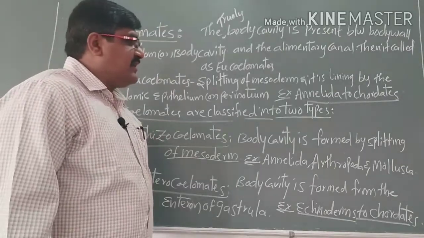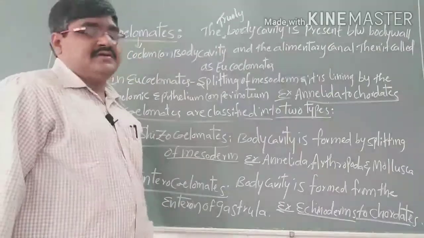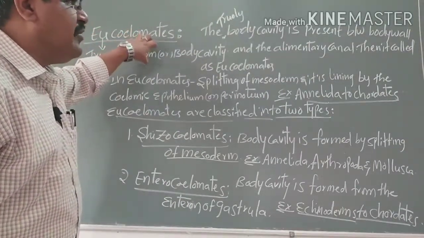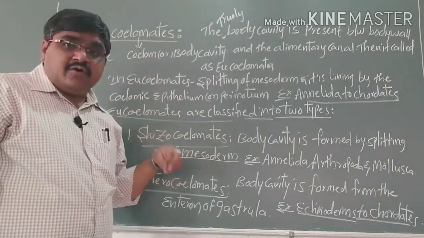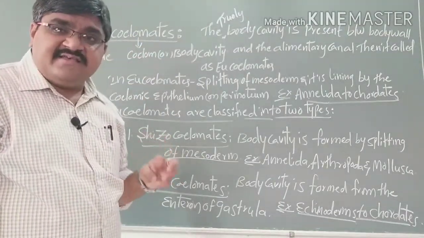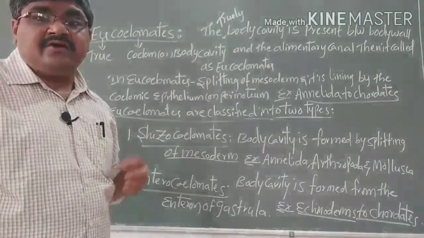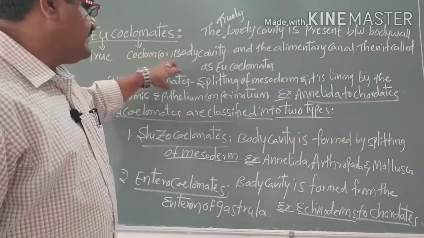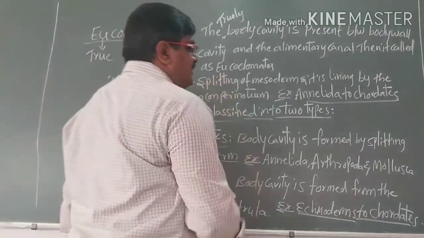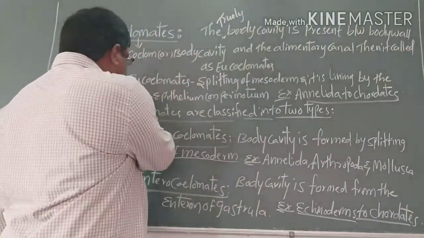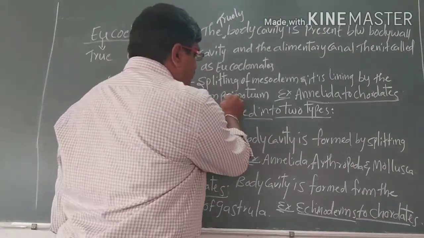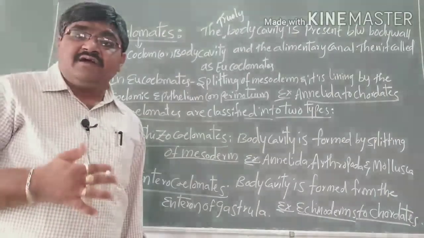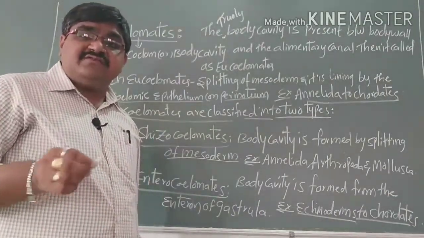Eucoelomates: eu means true, and coelom means a body cavity. A true body cavity is present between the body wall and alimentary canal, and such organisms are called eucoelomates. Here a splitting of the mesoderm takes place and the cavity is lined by coelomic epithelium, or otherwise the peritoneum.